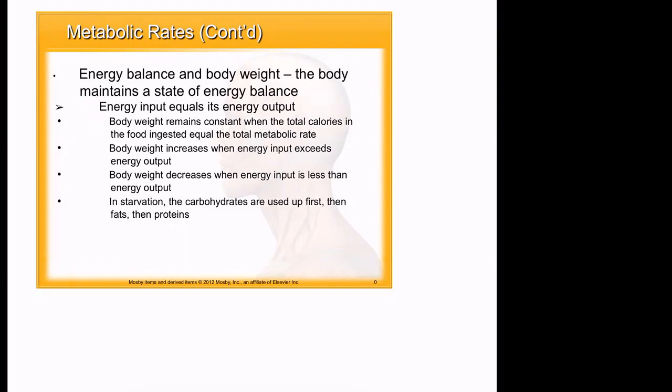So the body maintains a state of energy balance. Well, of course, this falls under homeostasis. And here's something that doesn't always seem true. Energy input equals energy output. Weight remains constant when the total calories coming in equals basically the total calories going out, is what they're saying here. So if a person wants to lose weight, all they really need to do is eat less and exercise more. That's pretty simple. If they want to maintain, then they keep doing the exercising they're doing and keep eating the calories that they're eating.